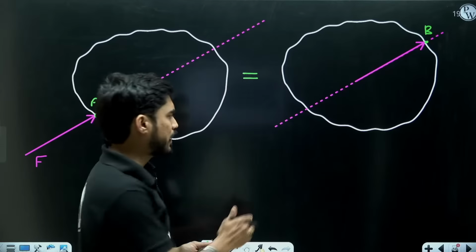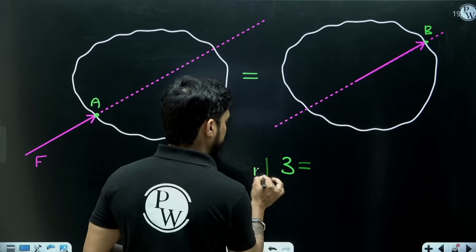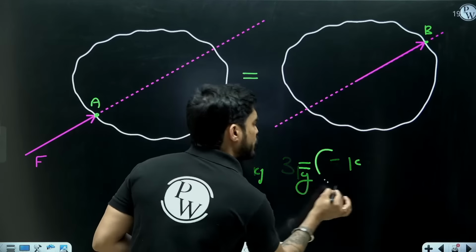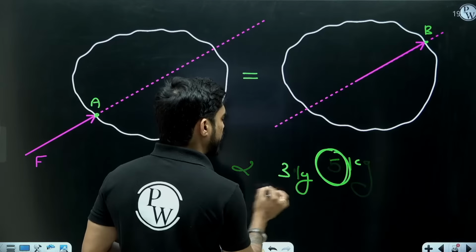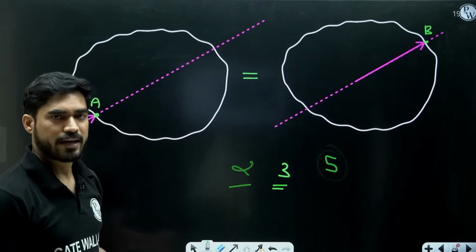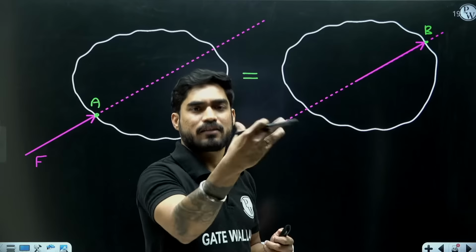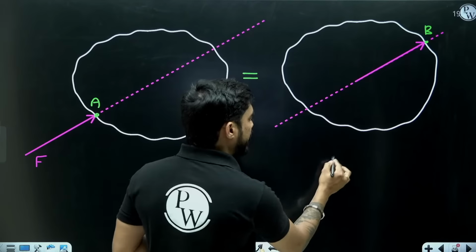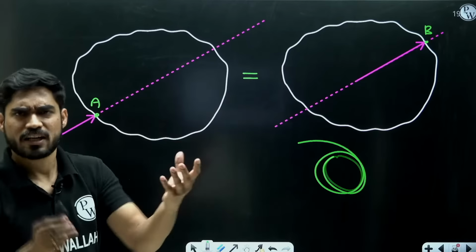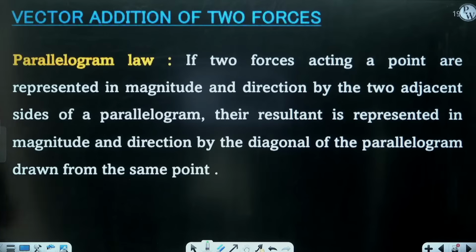For example, if I add two scalar quantities, 2 kg plus 3 kg, it will be equal to 5 kg. So I can say that this 5 kg is the resultant of 2 kg and 3 kg. This is the addition, or you can say the resultant. In the same way, when we add two vectors, whatever we get is known as the resultant. It is the addition of two forces.